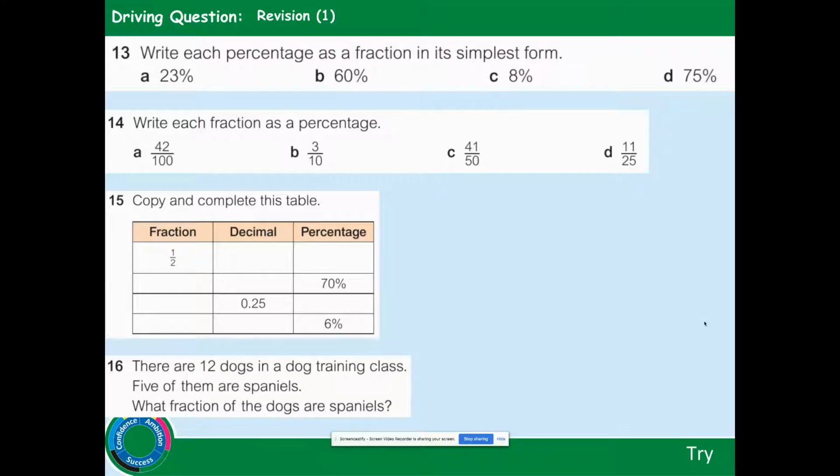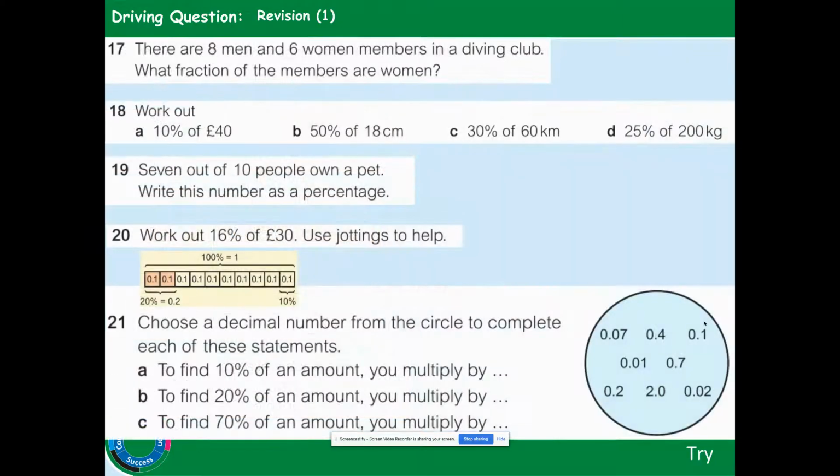Okay, we're nearly there. Press pause again, have a go at these questions, and then press play, possibly for the last question. Last slide, last 5 questions. Have a go at these and press play when you've completed everything, and we'll go through the answers.